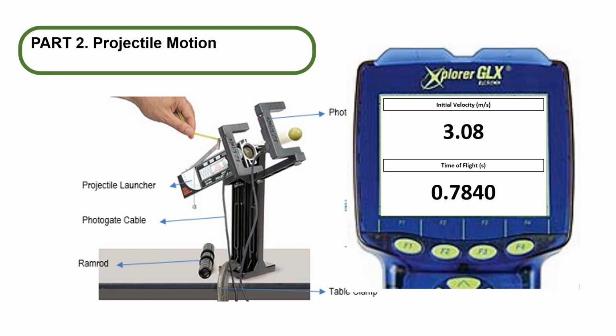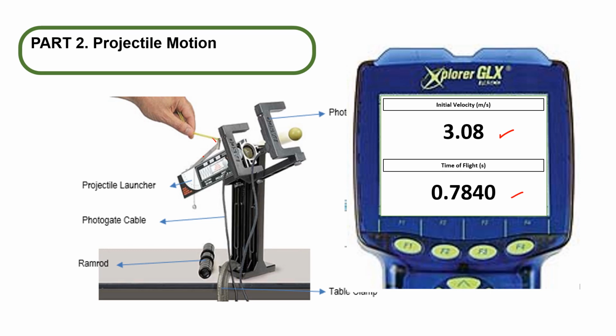We launch the plastic ball by just pulling the string here, and what will happen is that the plastic ball should land on the time of flight accessory. Once the plastic ball lands on the time of flight accessory, the Explorer GLX will record the initial velocity of the plastic ball and also its time of flight. From this data, we make sure that the initial velocity is 3.08 meters per second, and the time for the plastic ball to land on the time of flight accessory is 0.7840 seconds.